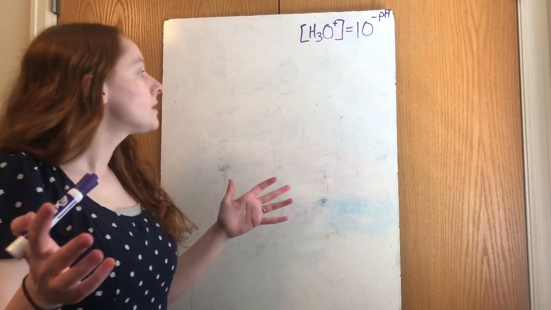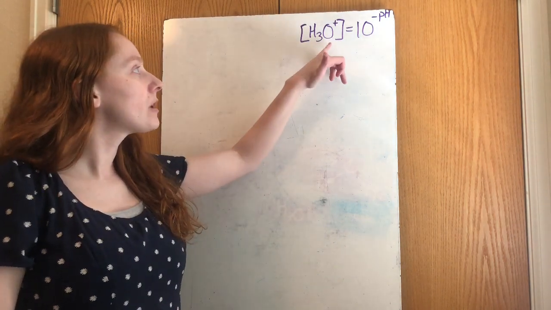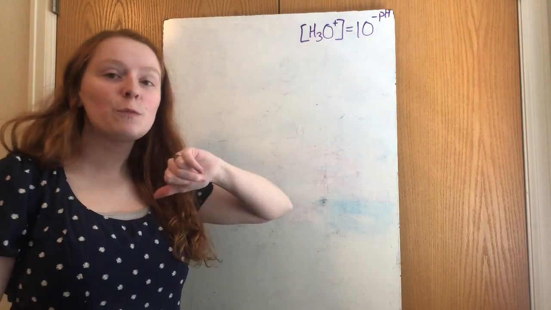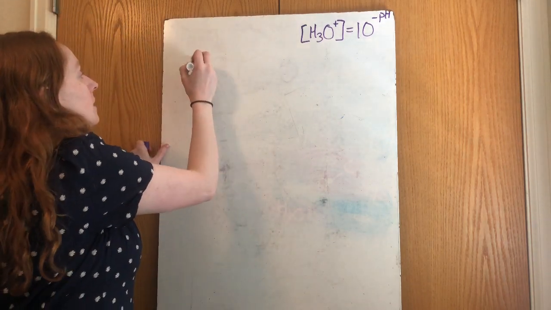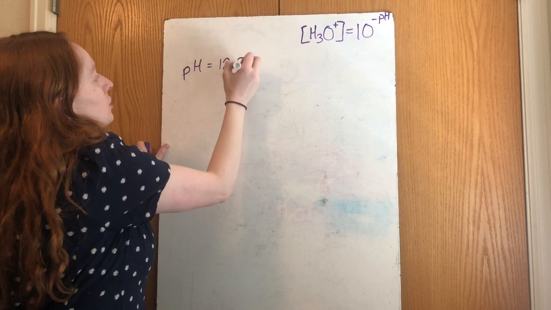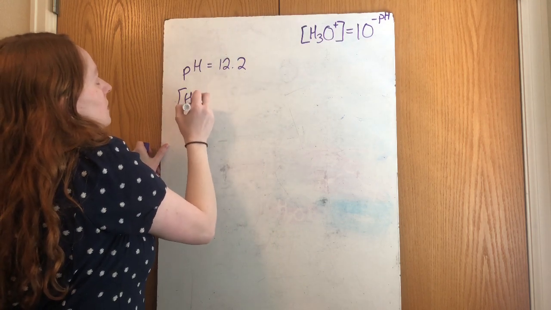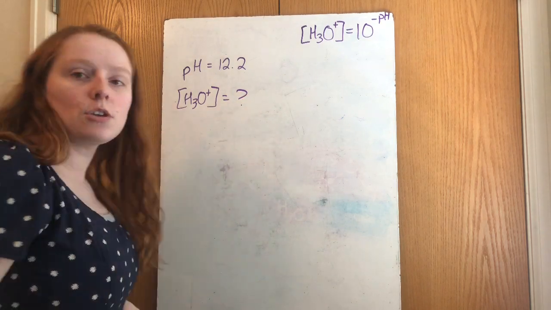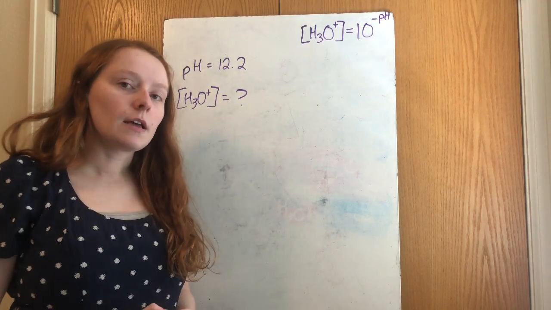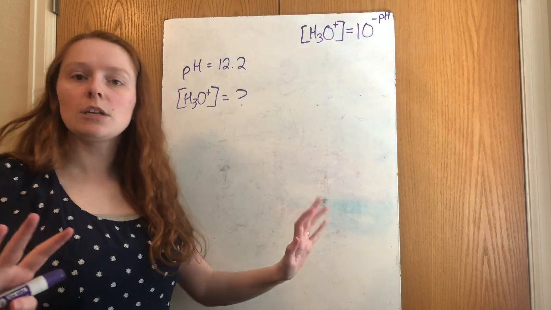Okay, so we're going to do some practice with this one. I've got my concentration of H3O plus is equal to 10 to the negative pH. So let's say that I give you this problem right here. I say that the pH is equal to 12.2. I want you to find the concentration of H3O plus. See if you can do that on your own. I'm willing to bet a lot of you can, but if you can't, just watch and we'll see how I do it here.